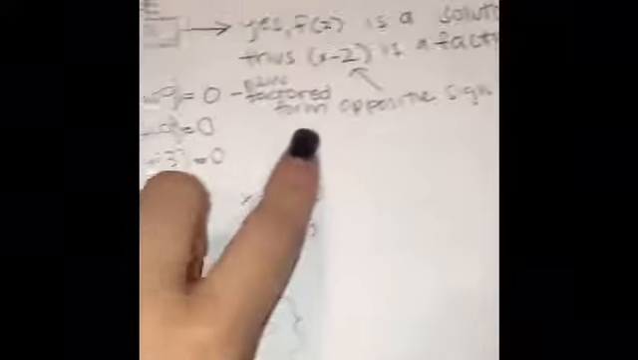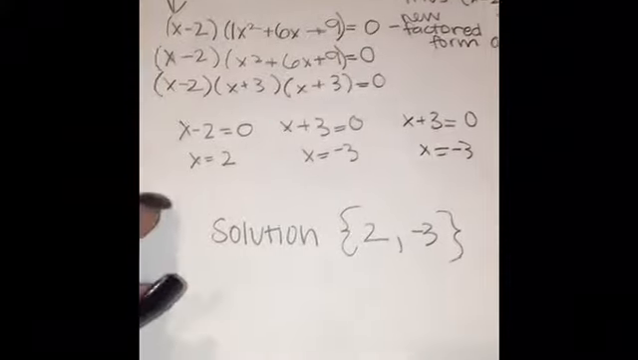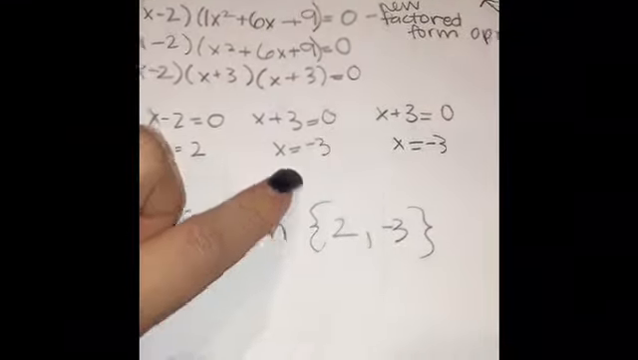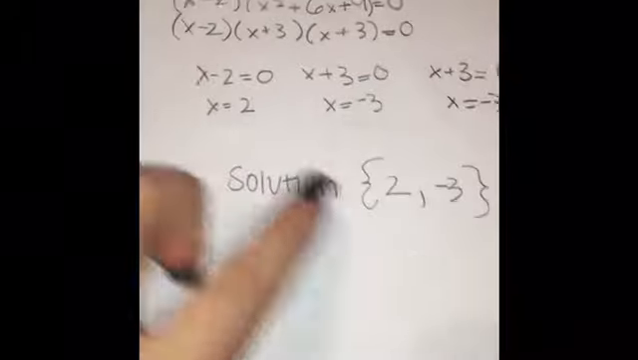Then you just apply x minus 2 to the rest of the equation, and that's the new factored form. Then you have to do the zero product property, which leaves you with x equals 2, x equals negative 3, and x equals negative 3. Since there's 2 of those, it just cancels. So 2 and negative 3 are your solutions.